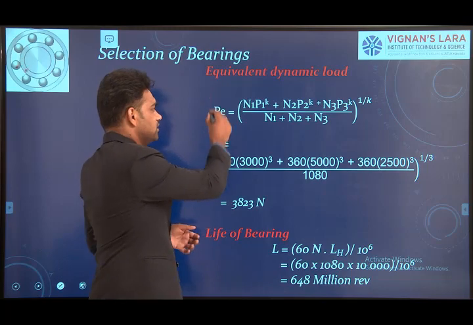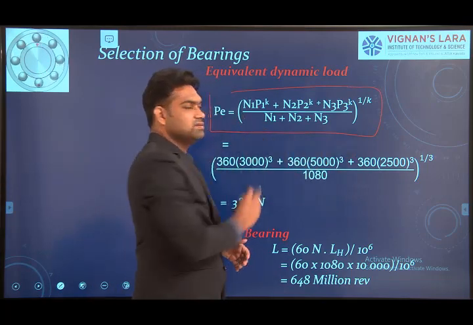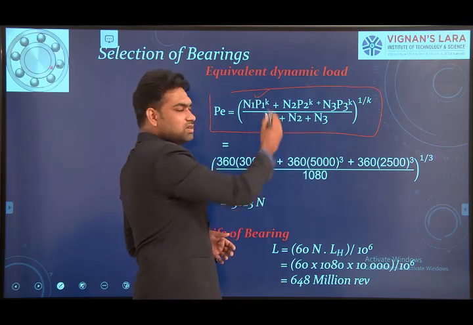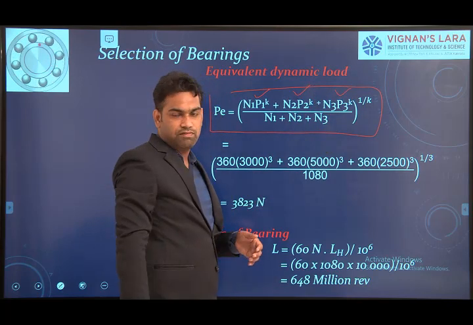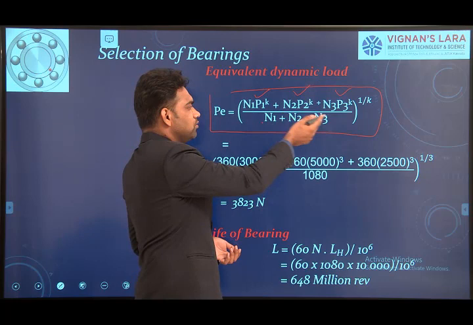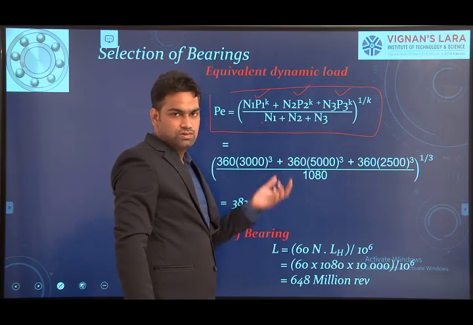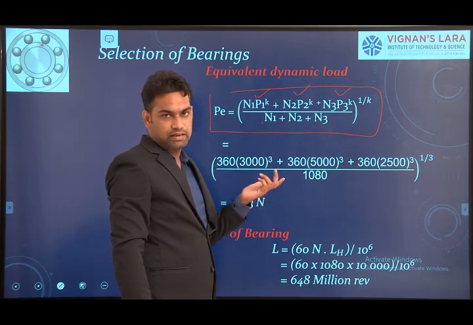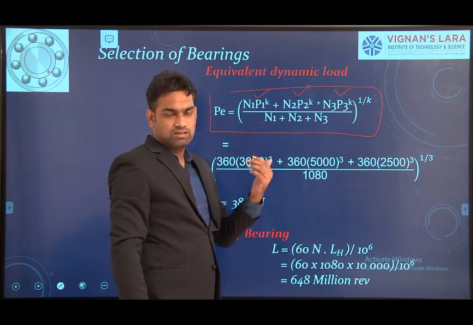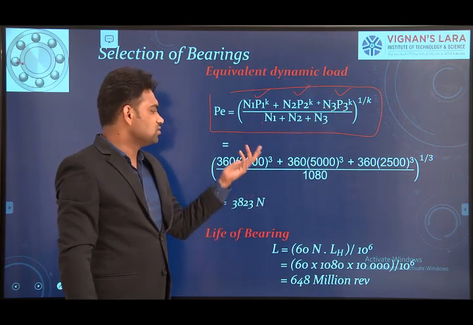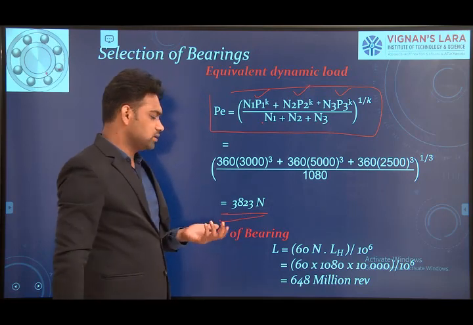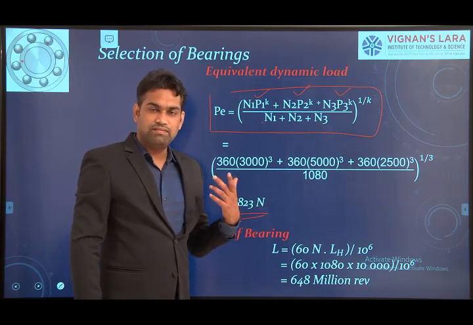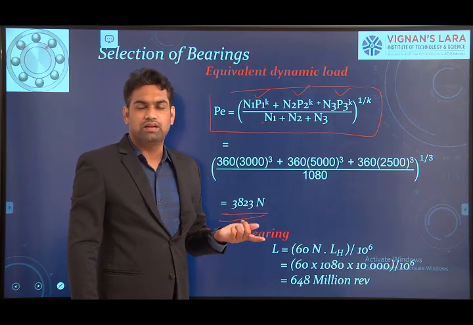As I stated, this is the equation we need to remember for this. Here P1 is equal to FR1, P2 is equal to FR2, and P3 is equal to FR3. And N1, N2, N3 we already calculated. The sum of the speeds is given by N. K is the constant for ball bearings, it is taken as 3. If you substitute all the values in this equation, we get the value of 3823 newtons.